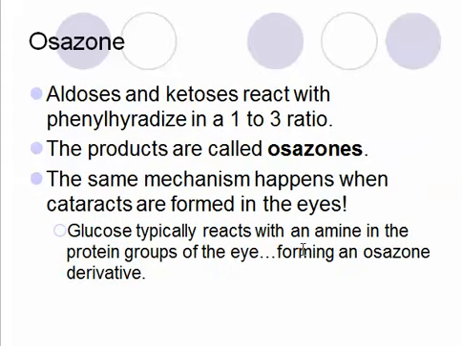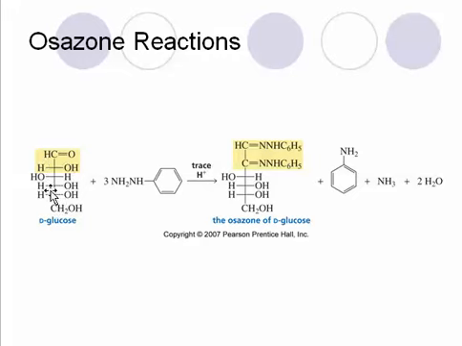What we have in the slide is starting with glucose, like always, right? I mean, this is common. So we take glucose and we react it with phenylhydrazine. Right here is phenylhydrazine. Notice it is not a 1-to-1 mole ratio. This is actually a 1-to-3 mole ratio. It takes 3 times as much phenylhydrazine to react with a sugar compound. So 3 times as much.